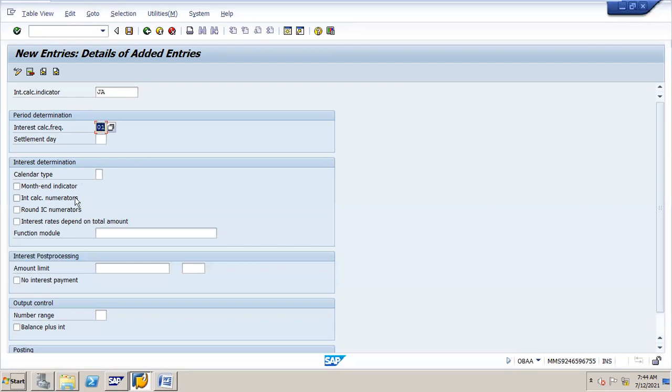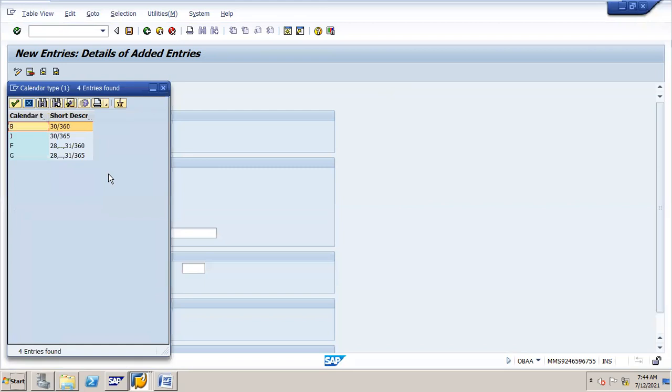So here you have to tell the system what type of calendar you want to use. Otherwise, how will the system come to know how many days are in a month, week, or year? We have to give the calendar type. So normally we use the G type, total 365 days. Okay.